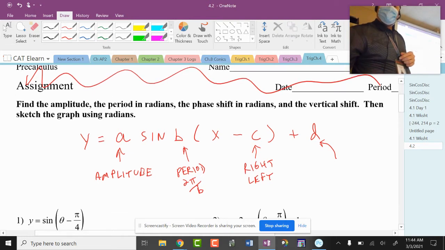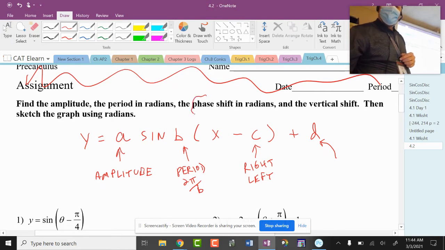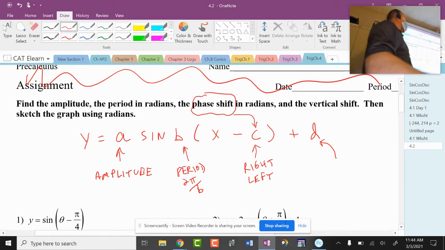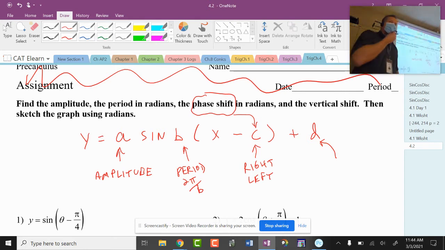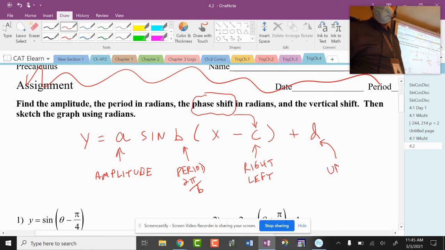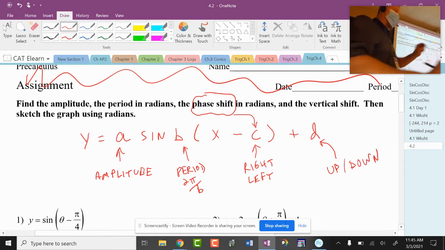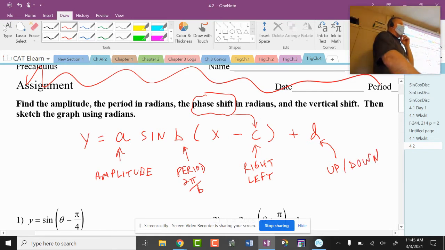You know what that's called, though? That's called the phase shift. I don't know why they call a right-left shift a phase shift. I probably should have looked that up, and I probably did in the past and didn't like my answer. I'm like, okay, fine. For trigonometry, right-left shifts shall now be called phase shifts, just so you know that. And then, of course, D is an up-down. And I did show you that a little bit yesterday by grabbing a graph and just moving it and showing you how it's not that hard.